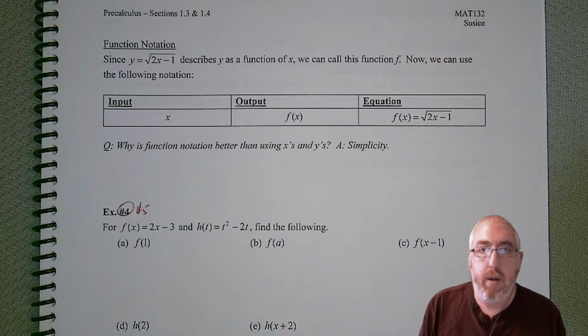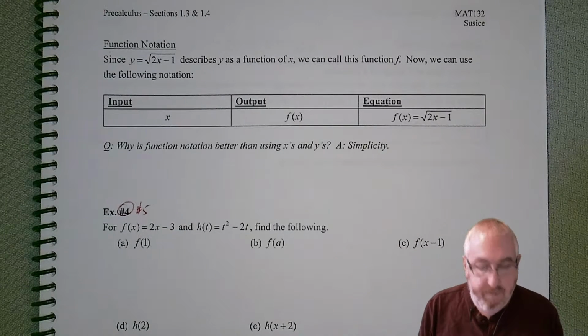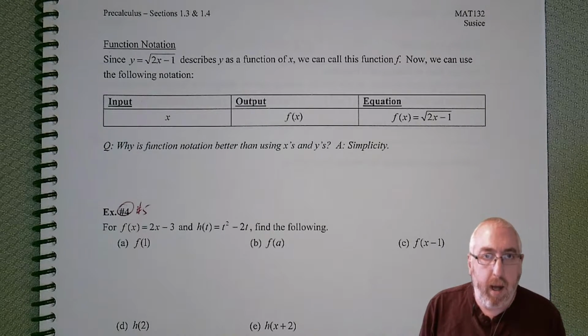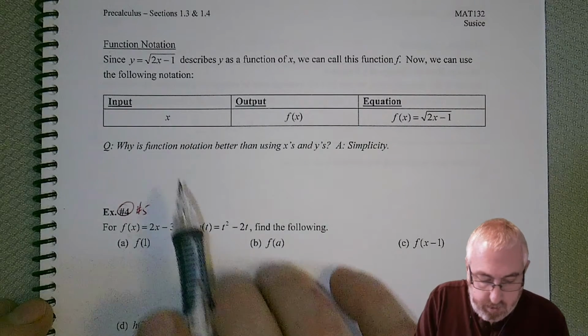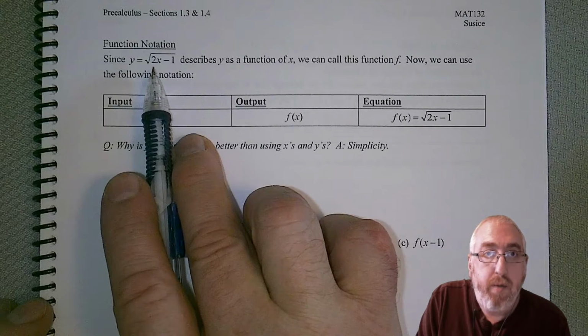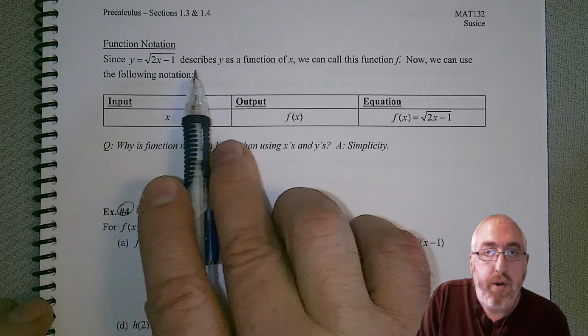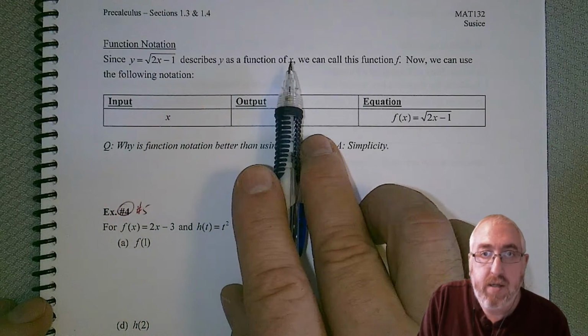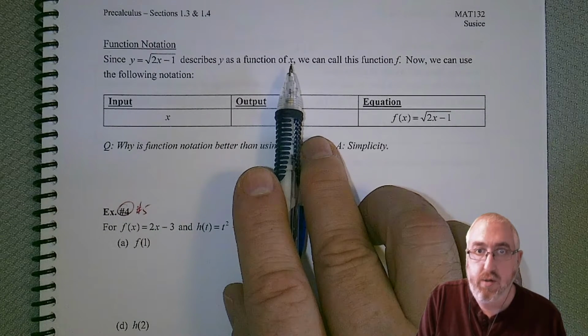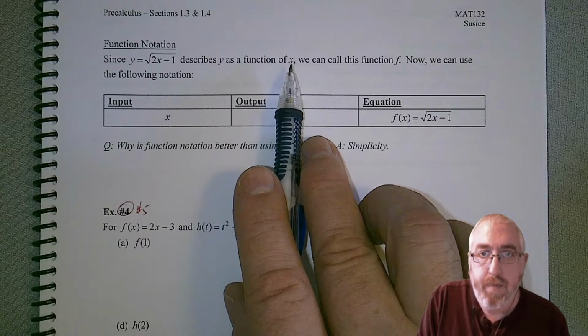Right, welcome back. So we are continuing in our function notation and analogies and whatnot. The next step is to look at function notation because it is pretty important and useful that you understand how it works. So let's just take a look at the specific example. We have y equals square root of 2x minus 1, and it's going to describe y as a function of x. And we can verify that by making sure it satisfies those criteria for being a function.